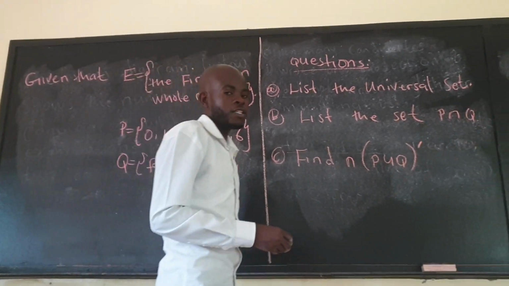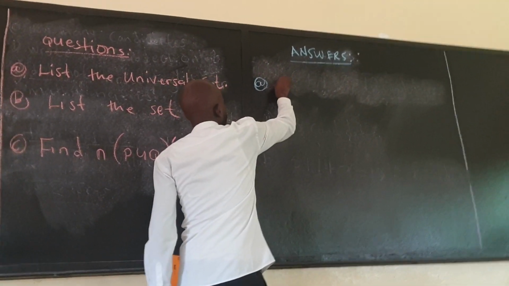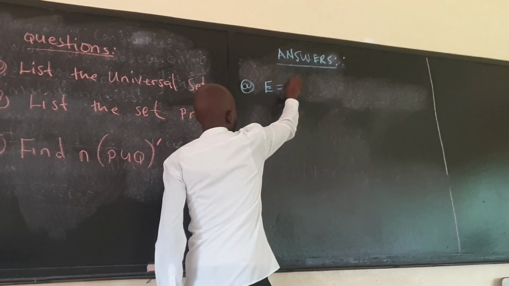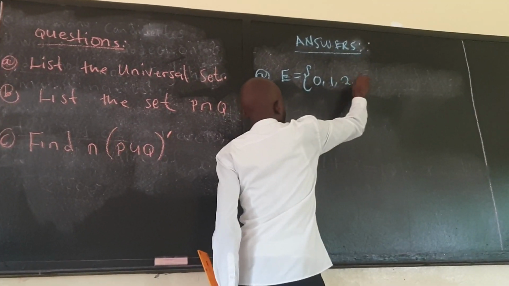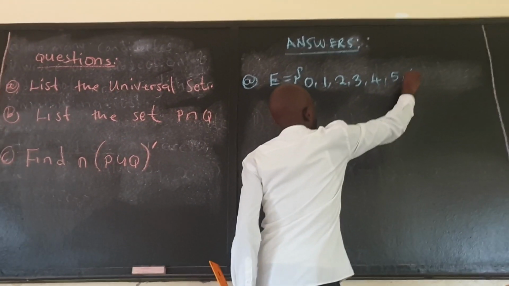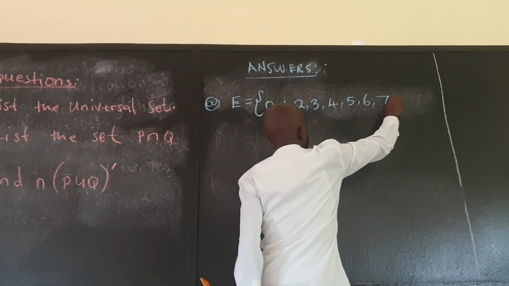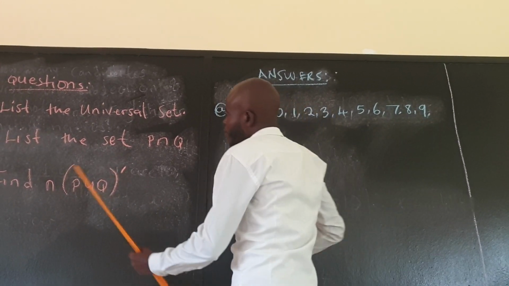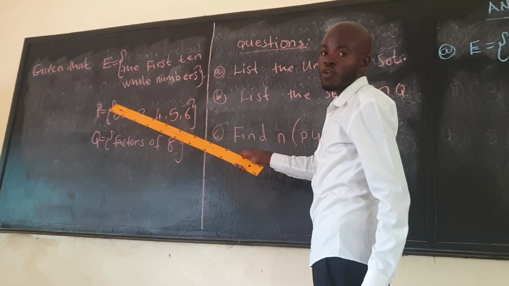So in your answer for the first question, you are going to say E, which is the universal set, is equal to 0, 1, 2, 3, 4, 5, 6, 7, 8, 9. Remember what they have said in the question? The first 10 whole numbers.